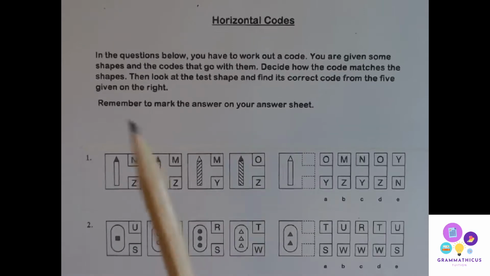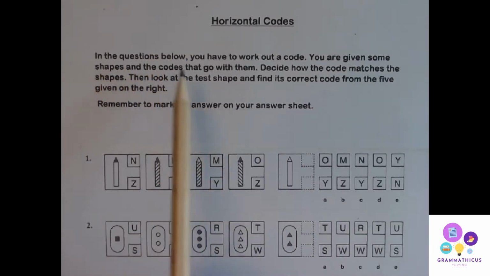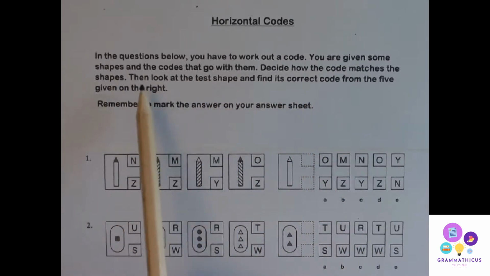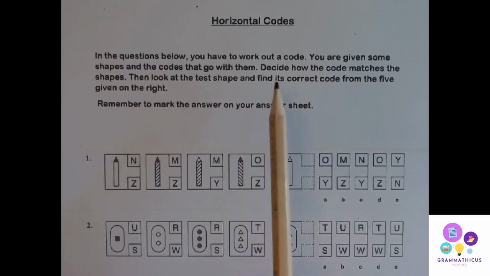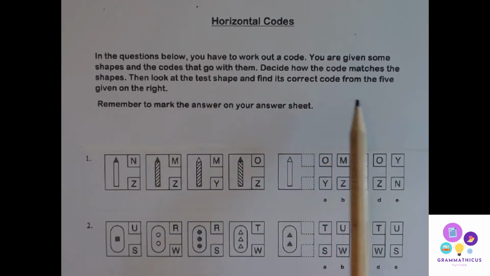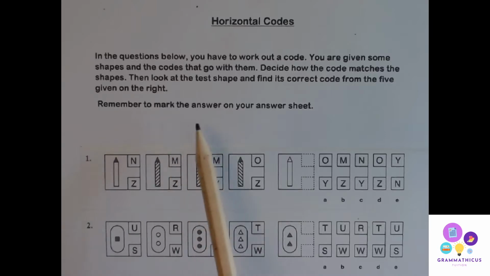Now let's have a little look at what we're being asked to look at today. In the questions below you have to work out a code. You are given some shapes and the codes that go with them. Decide how the code matches the shapes. Then look at the test shape and find its correct code from the 5 given on the right. Remember to mark the answer on your answer sheet.